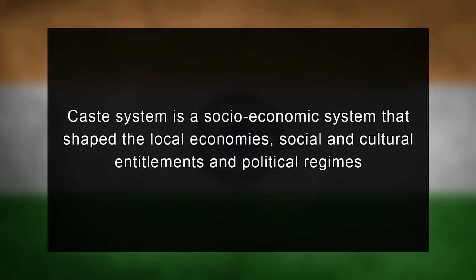Caste system is a socio-economic system that shaped the local economies, social and cultural entitlements and political regimes. The Hindu society with its practices made segregation in the communities that are attached to their occupations. Caste-based hierarchy of occupations made untouchability prevalent in society. The everyday communication and transactions among individuals in the society are restricted due to the differences in gender, caste, religion, language and place. Other differences like place or language do not impact social communication as much as the restrictions that occur due to caste and religion.